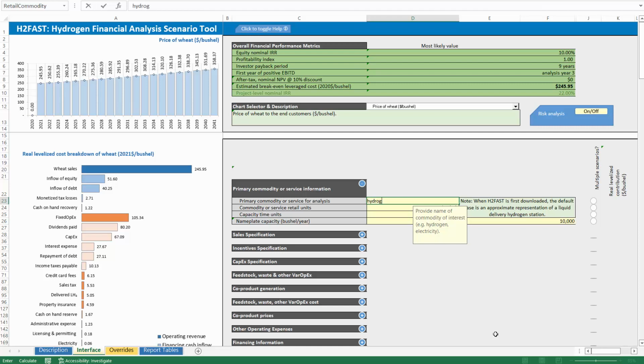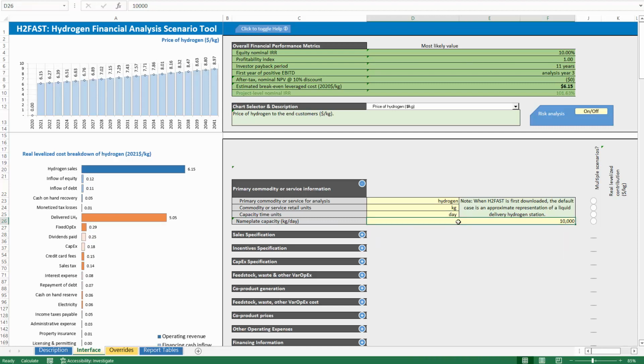But in this case, we want to say our primary commodity, or what we're actually producing, is going to be hydrogen. It's going to be in kilograms, and the time basis is going to be per day. And then we can say, well, we want to have, let's say, 50,000 kilograms per day.